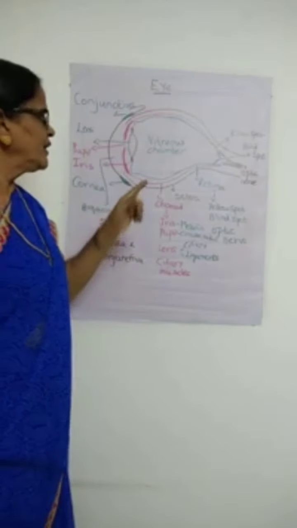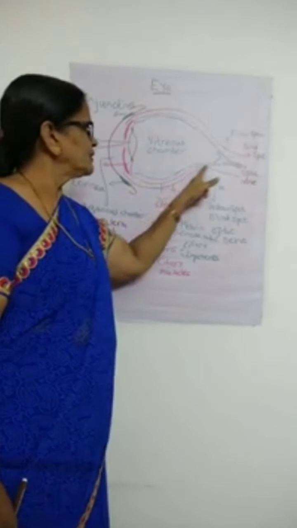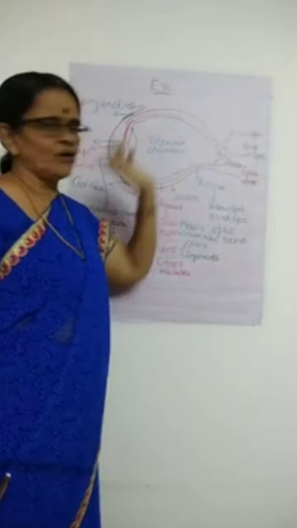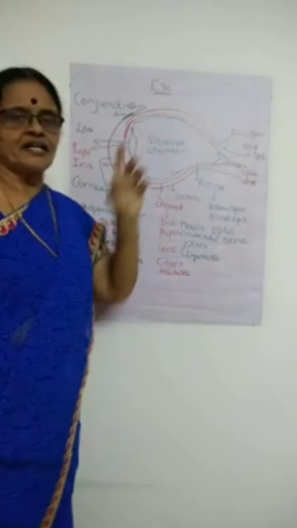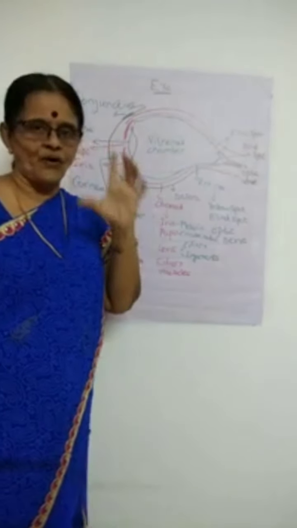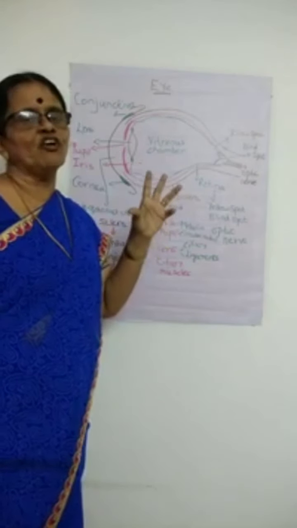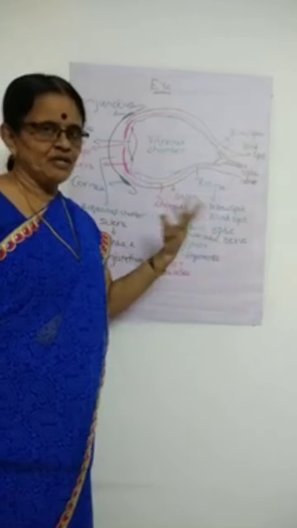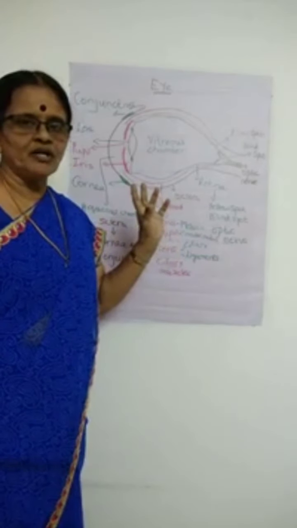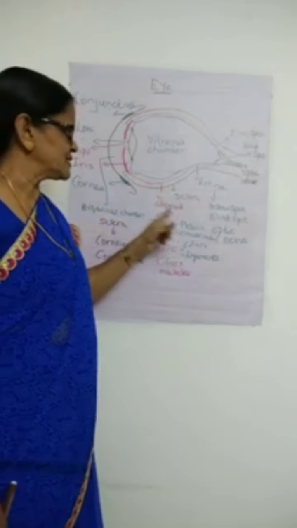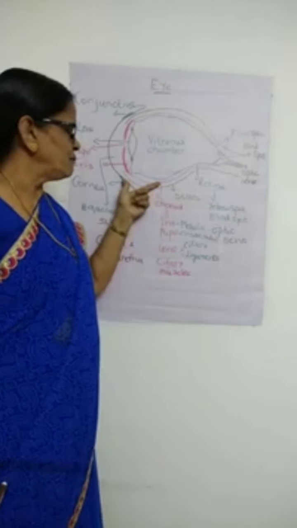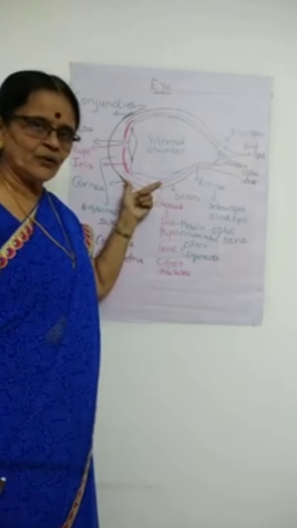Then we'll come to the middle layer, which I have put in red color. That is called the choroid. This choroid is a middle layer which contains plenty of blood vessels, which means nourishment. It has a rich supply of blood vessels.